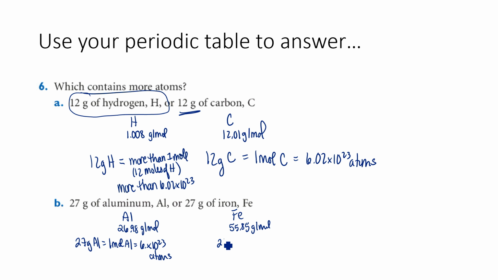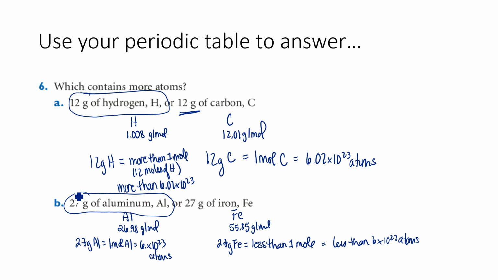If you have 27 grams of iron, that's less than a mole, right? Because a mole is like 55 grams. You only have 27 grams. So that is less than 1 mole, so it's less than 6 times 10 to the 23rd. How much is it exactly? We don't have to calculate it. We just need to know it's less than a mole. So who's got more atoms? The 27 grams of aluminum is going to have more atoms.